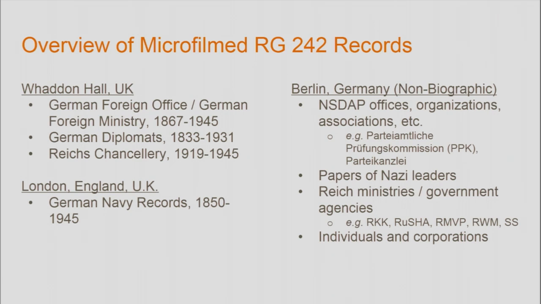So there's information about those kinds of corporations and enterprises, also about certain individuals. For example, Julius Streicher, he founded an anti-Semitic newspaper, Der Stürmer. We have some papers related to him here as well. So again, this is not by any means an exhaustive list, but you can see that there's a great variety of resources available to you.